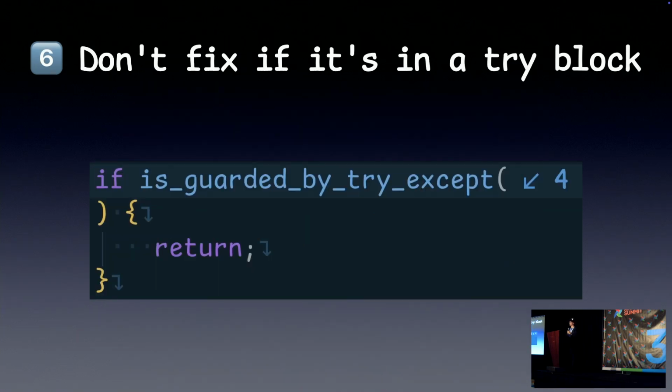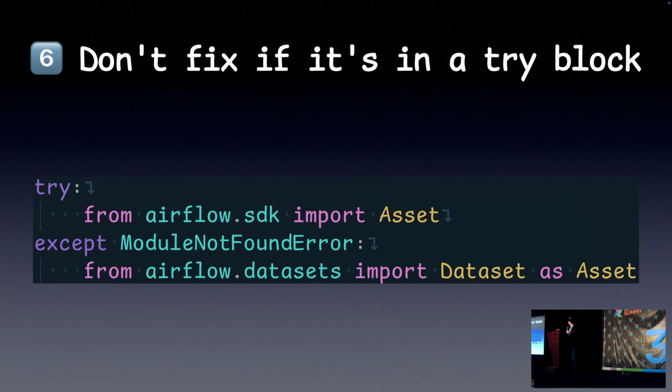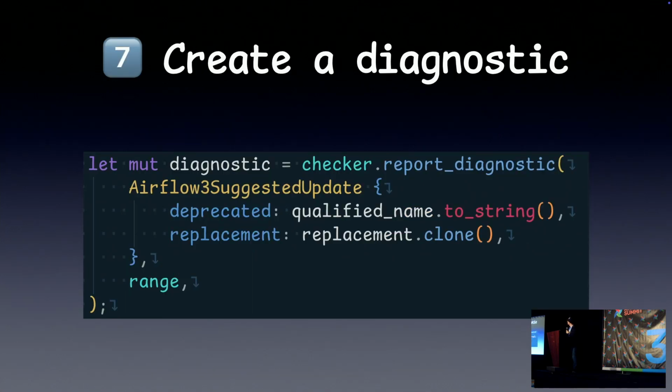We also consider if the user is trying to do backward compatibility by themselves. So we'll check whether this statement or expression is guarded by a try except case like this one. If the user has this kind of structure, then we'll skip the check and we don't do any kind of replacement for this one. And this is almost the last step.